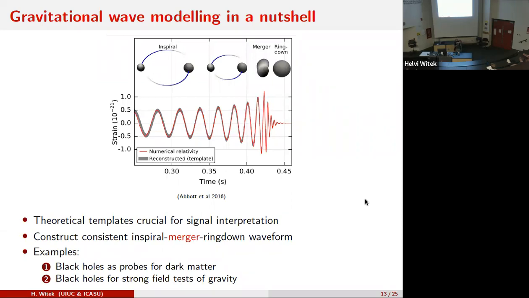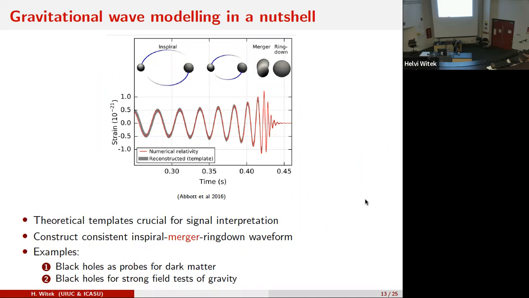Now, when these two objects are very close together, nonlinear effects that we have in Einstein's equations become important. We can no longer use this perturbative expansion, and we need to use what's called numerical relativity. So we are solving Einstein's equations or extensions thereof using supercomputers. And this is what I do mostly for a living. Not only, I also have done some other work, but this is what most of my work is about: to solve Einstein's equations or extensions thereof on supercomputers.